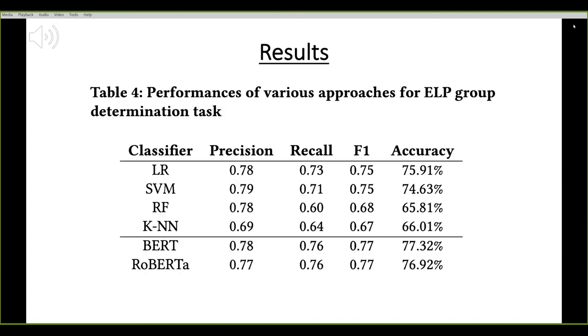Here are the results of various classifiers. From the table, we can see there are not noticeable differences between the traditional ML classifiers and transformer-based models. The best classical ML classifiers, logistic regression and SVM, yield an F1 score of around 0.75, while transformer-based BART and RoBERTa provide 0.77 F1 scores.